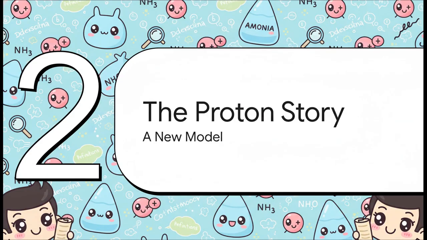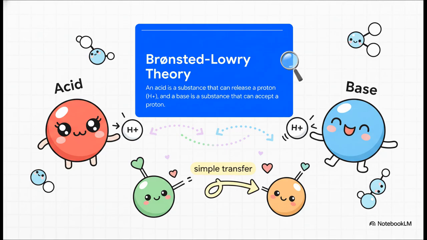So to solve this whole ammonia puzzle, we need a new way of thinking. And in the 1920s, two chemists, Brønsted and Lowry, gave us one. They decided the key wasn't about what a substance produces, but what it does. This new perspective completely shifts the focus. Forget about just producing hydroxide. A Brønsted-Lowry acid is simply anything that gives away a proton.